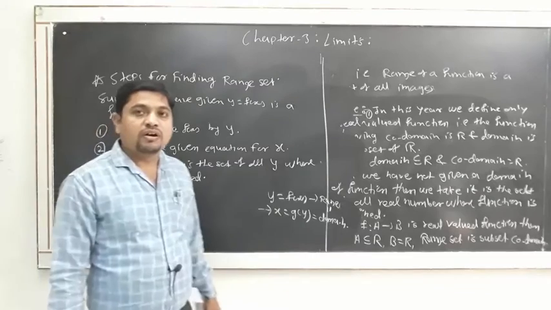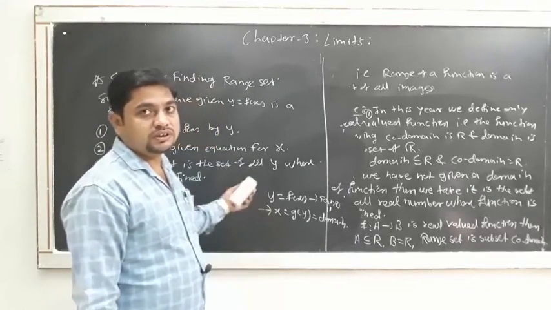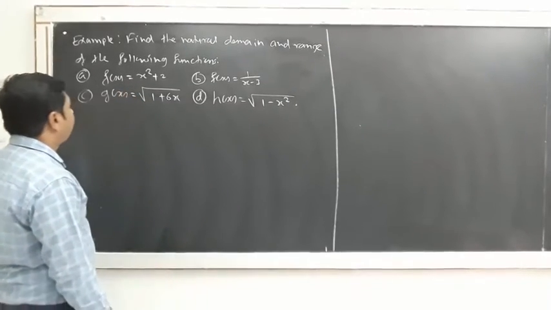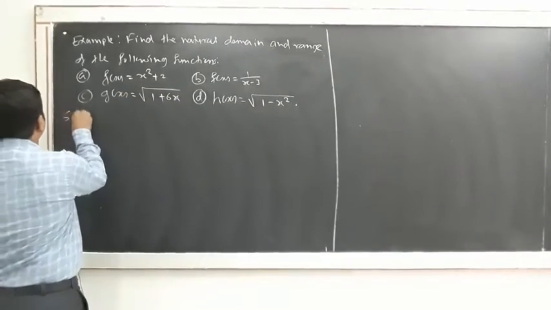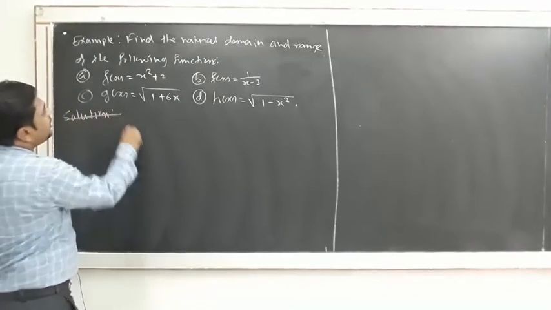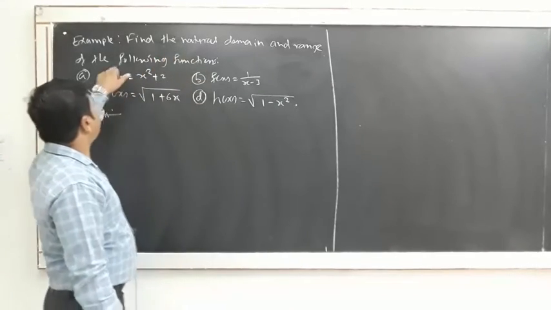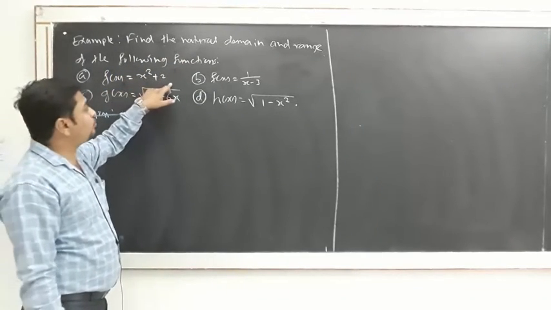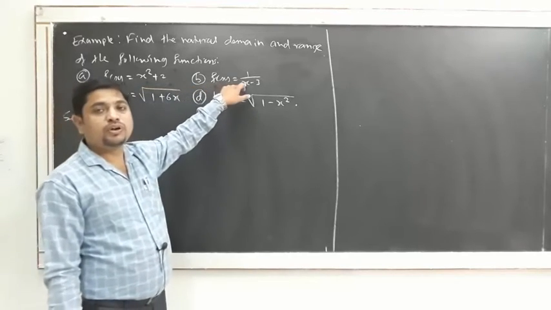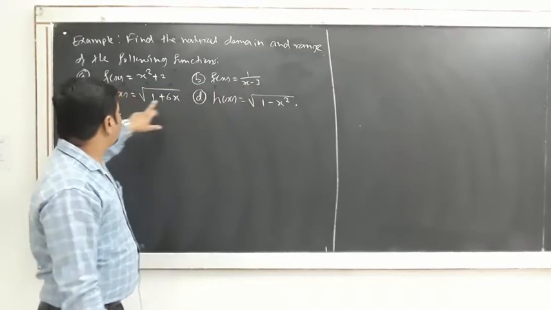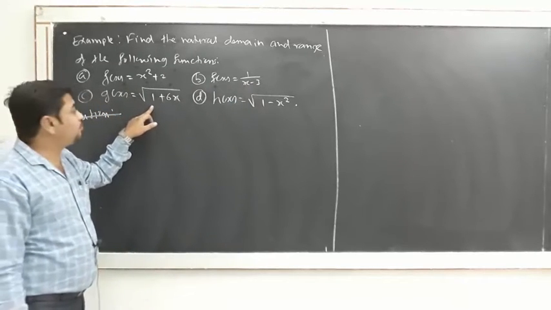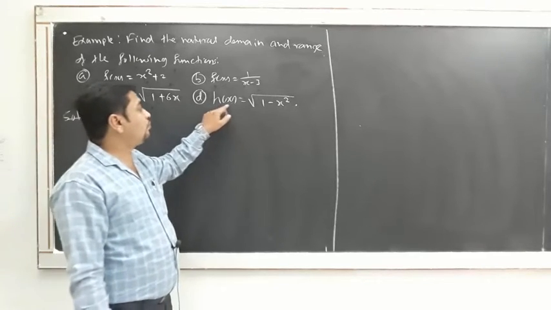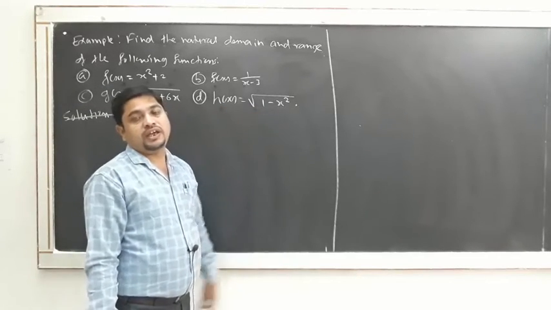Now we solve some problems on domain and range. We solve some problems of finding natural domain and range. So what is our problem? Find the natural domain and range of the following functions. First, f of x is equal to x square plus 2. Second, f of x is equal to 1 upon x minus 3. Third, g of x is equal to square root of 1 plus 6x. Fourth, h of x is equal to square root of 1 minus x square.